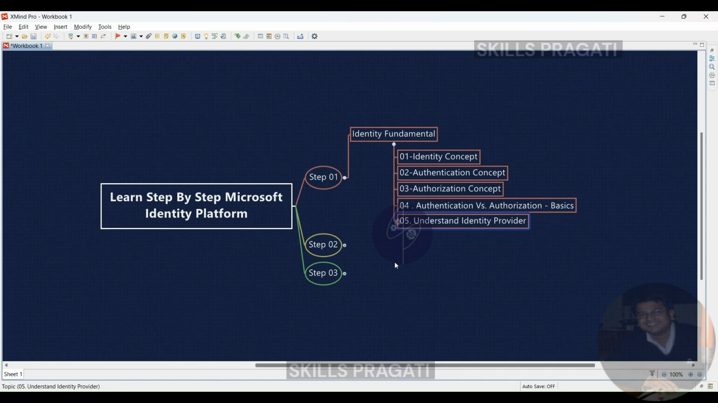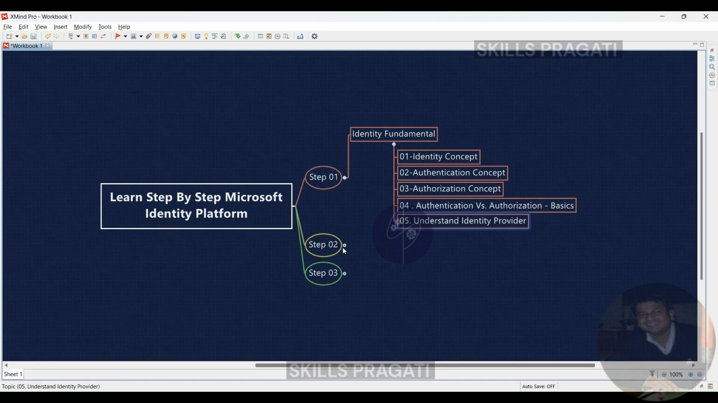Identity providers play a crucial role in managing user identities. They authenticate users and provide identity information to applications and services. Microsoft Identity Platform supports various identity providers, including Azure Active Directory and social identity providers like Google and Facebook.